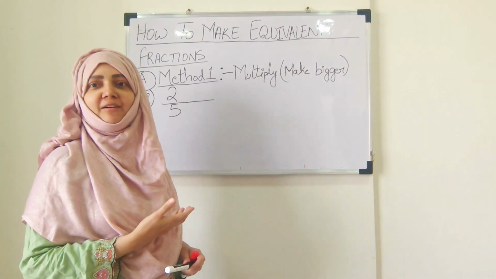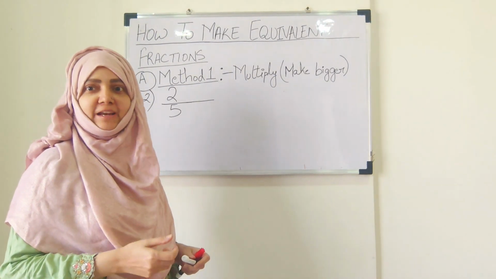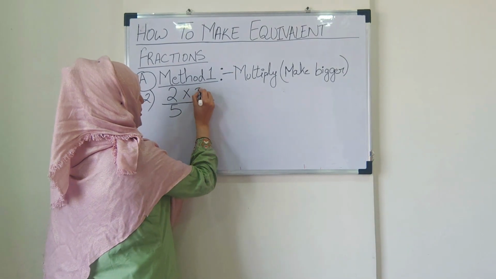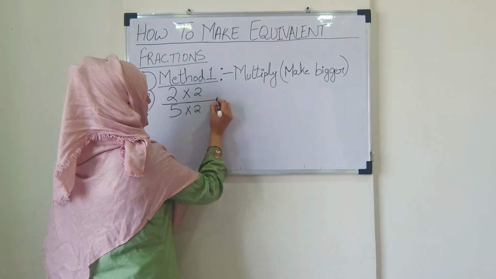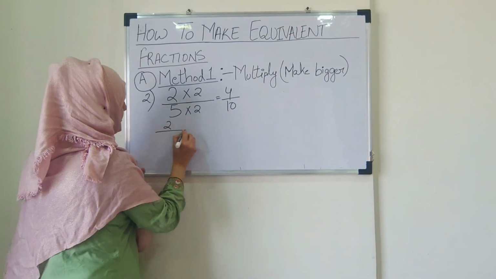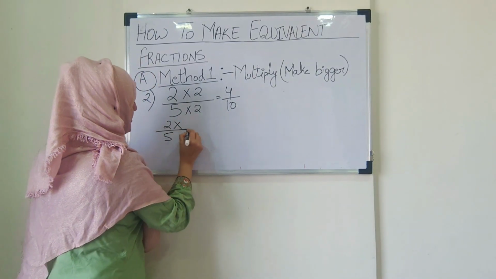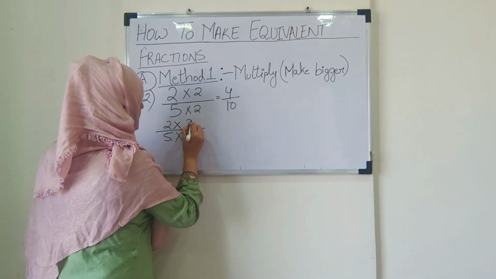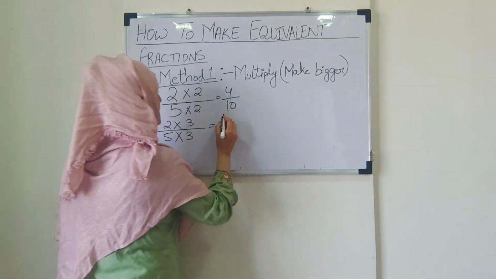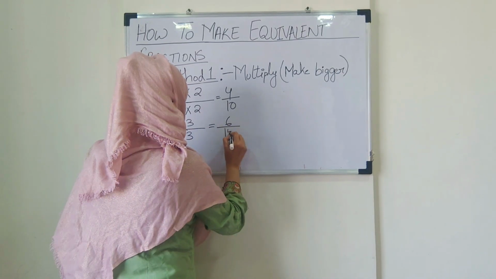Example 2. Now we have 2 by 5 fraction. So again we are going to follow the same step. So let's see. First we are going to multiply both the numbers by 2. So we'll get 4 by 10. Then again we'll multiply 2 by 5 with the same number. So we are going to multiply both numerator and denominator by 3. So we'll get 6 by 15.